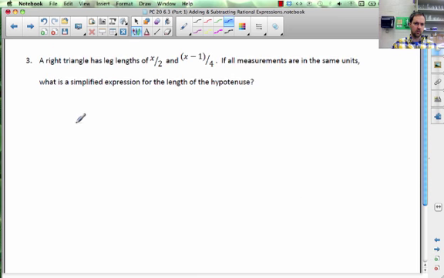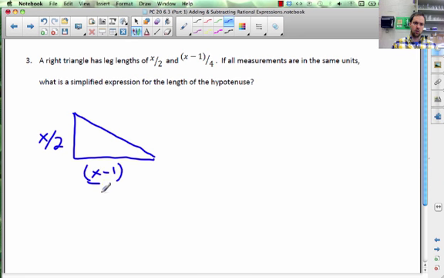A right triangle has leg lengths of x over 2 and x minus 1 over 4. This would actually be the shorter one, but it really doesn't matter. If all measurements are in the same units, what is the simplified expression for the length of the hypotenuse?